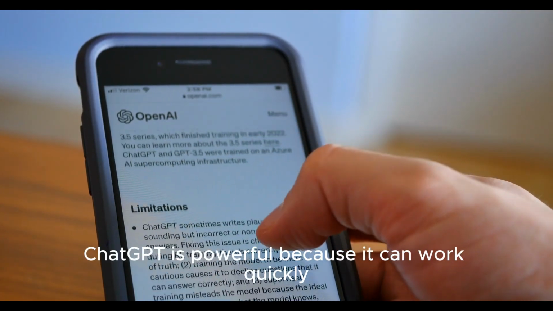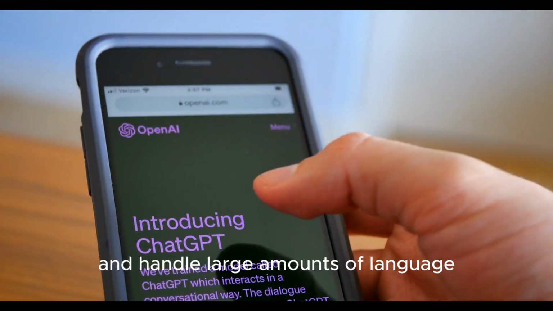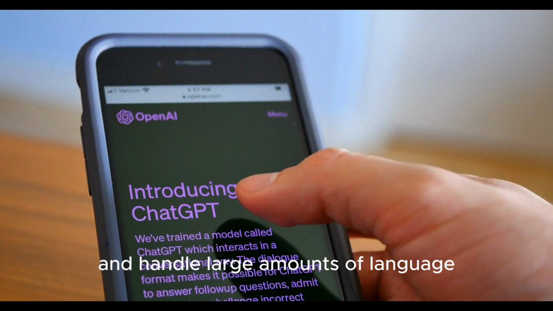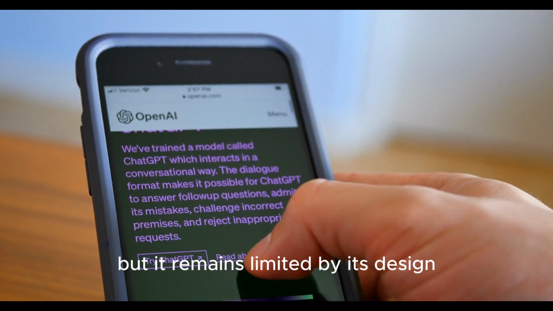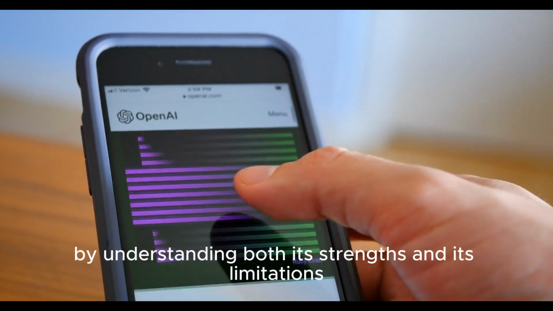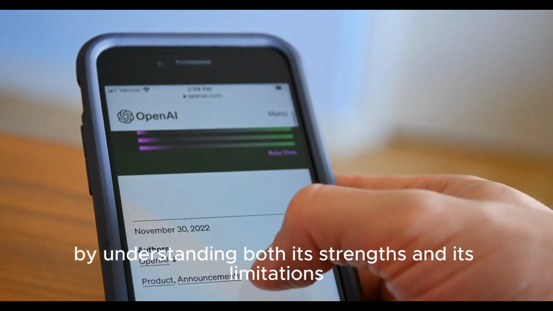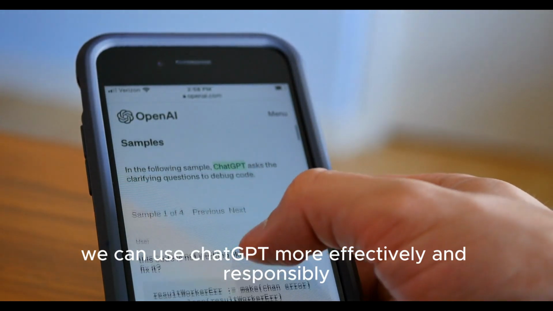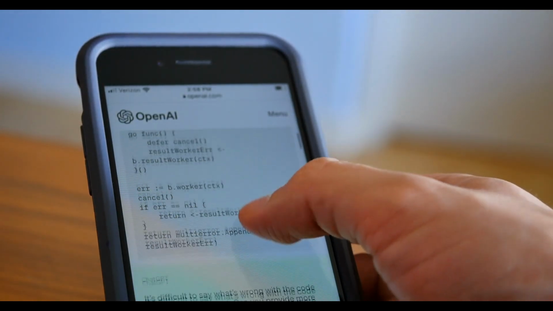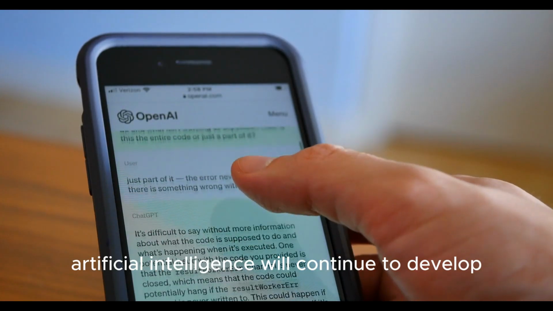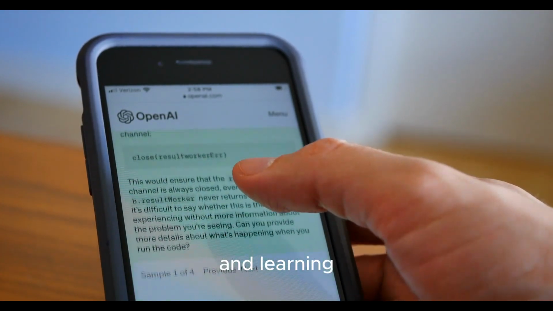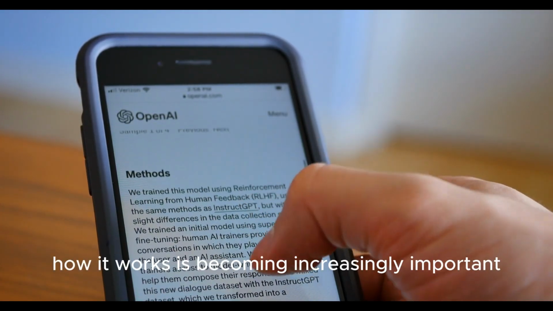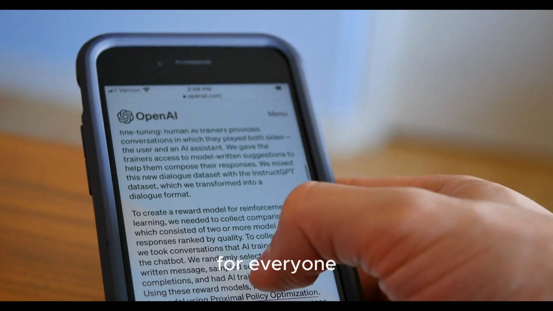ChatGPT is powerful because it can work quickly and handle large amounts of language, but it remains limited by its design. By understanding both its strengths and its limitations, we can use ChatGPT more effectively and responsibly. Artificial intelligence will continue to develop, and learning how it works is becoming increasingly important for everyone.